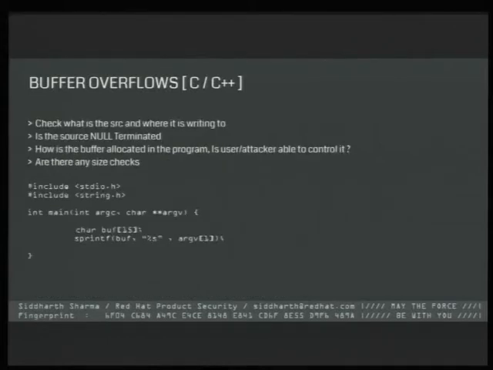So in terms of buffer overflow, it's the classic buffer overflow that happens all the time in the code. If you can see, there is an argument that goes directly into the sprintf. And you can actually see a lot of places in the code where the user data directly gets into these functions. So these are one of the places where you should look: what is the source, where is it coming from, and where it is writing to.